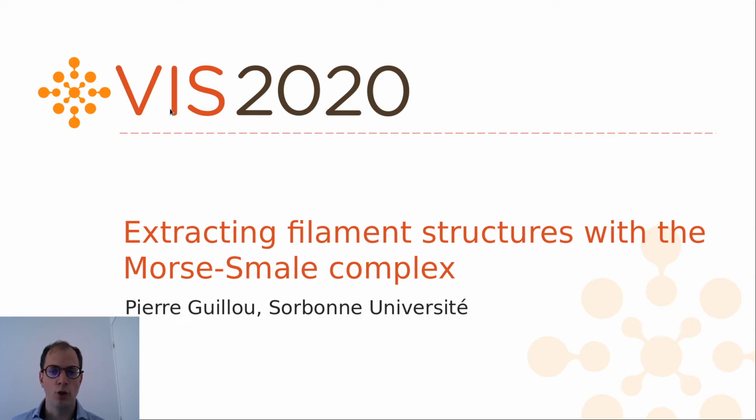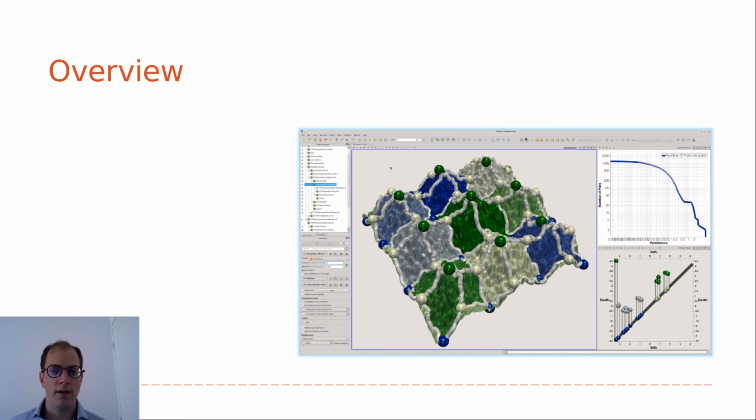Today, I will show you how to extract filament structures with the Morse-Mel complex using TTK. At the end of this tutorial, you should be able to use ParaView and TTK to extract the Morse-Mel complex of any given dataset. The Morse-Mel complex provides information about critical points represented by spheres in the screenshot, and separatrices that link together those critical points and constitute a segmentation of the input dataset.